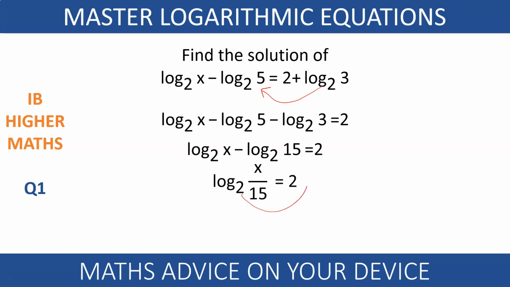Rewriting the log statement in index form, x over 15 equals 2 squared, and the second mark from simplifying it, x equals 15 times 4 or 60.